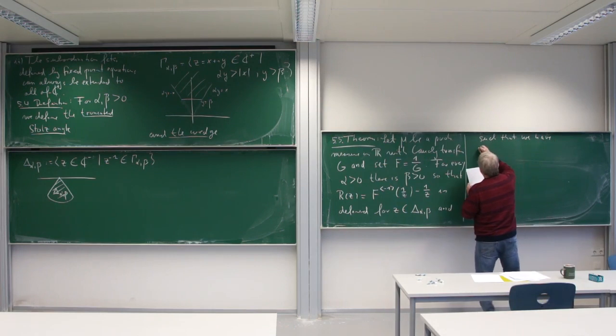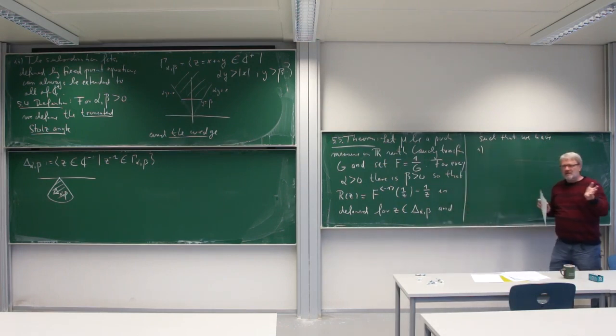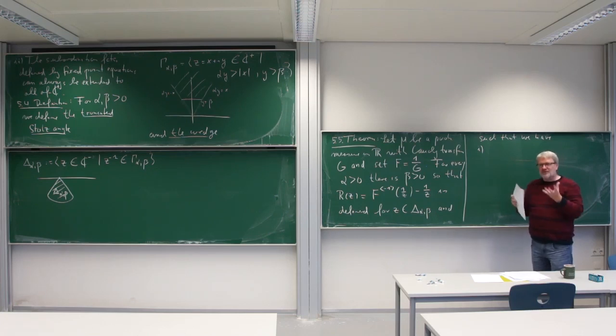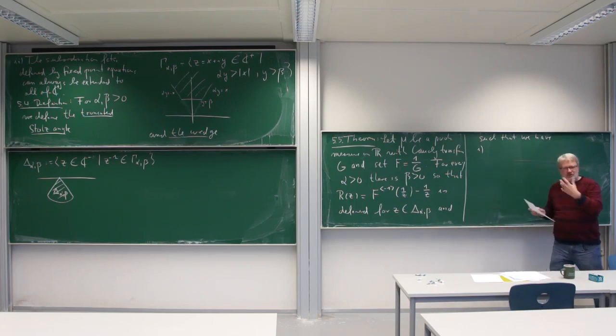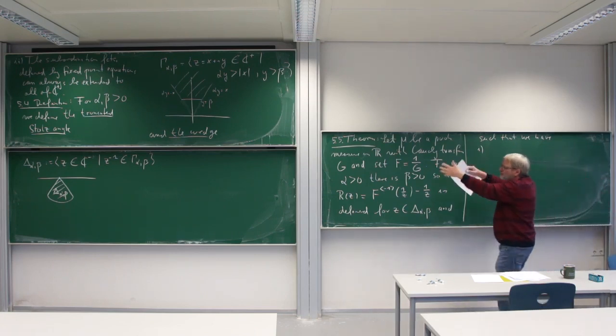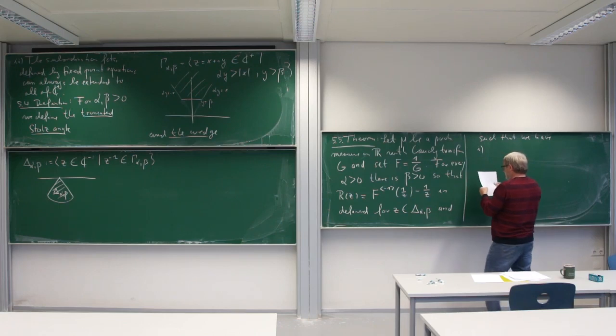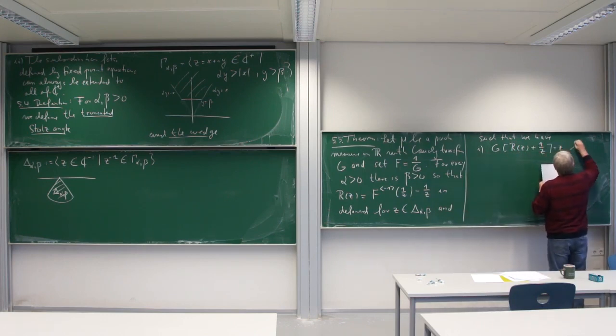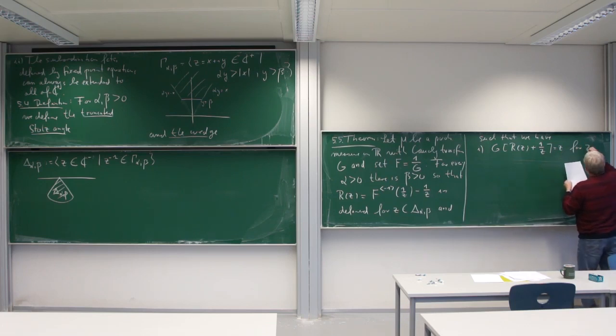We have, I'm saying that R plus 1 over z is the inverse of G, and we can write this in 2 ways. We can either take R as an argument in G or the other way around. And of course we have to write down the right regions where this makes sense. Okay, so the first is that G of R of z plus 1 over z is equal to z, and this is true if z is in delta alpha beta.